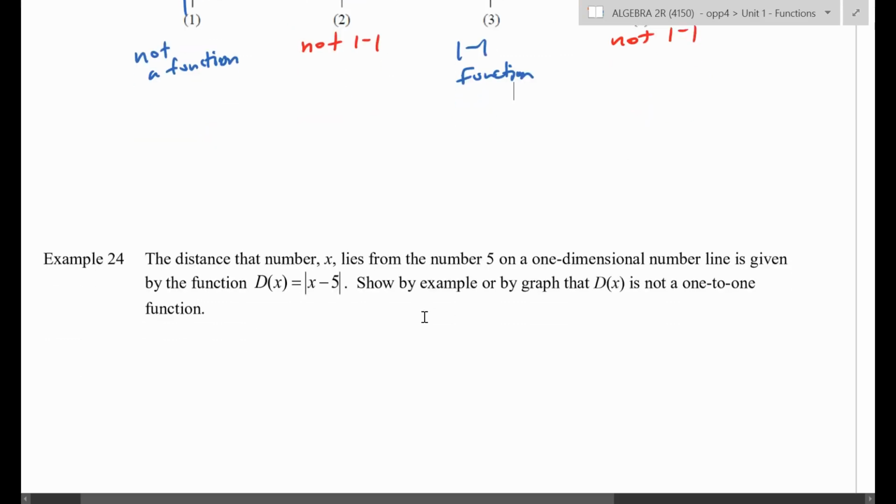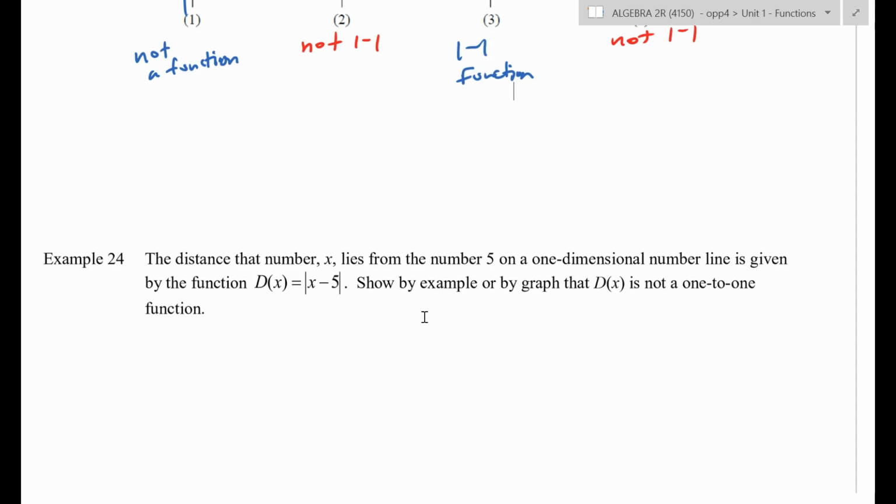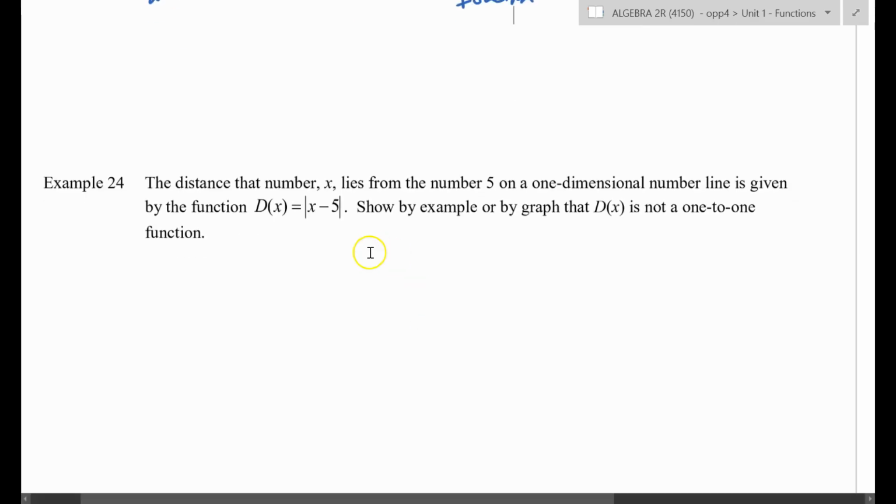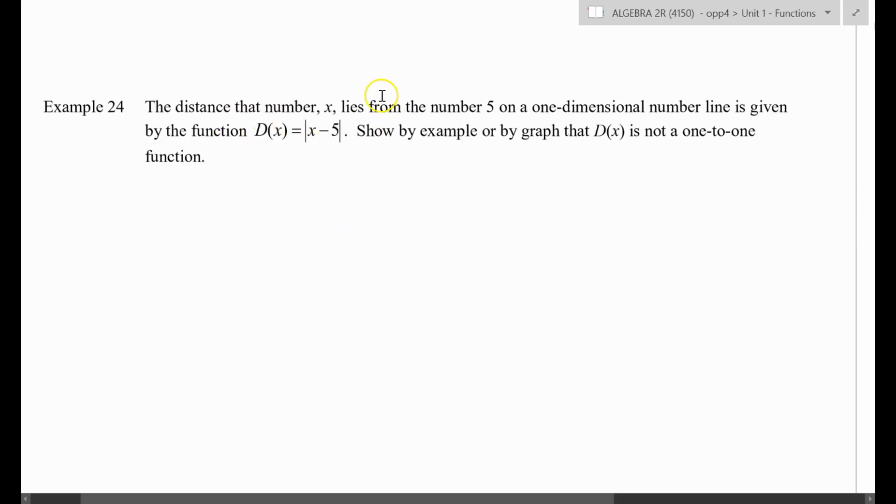And our last question of the day. The distance that a number lies from 5 on a one-dimensional number line is given by the function d of x equals the absolute value of x minus 5. Show by an example or by a graph that d of x is not a 1 to 1 function.